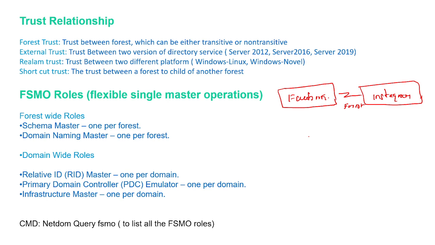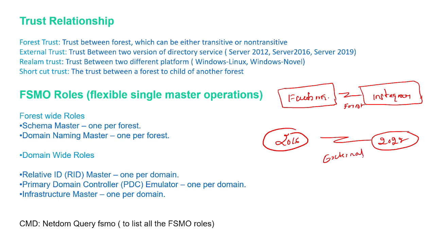And then external trust. External trust means the trust between two different Active Directory versions. Maybe here server 2016 domain controllers are there, and here server 2022 domain controllers are there. So if you enable the trust, this is called external trust.